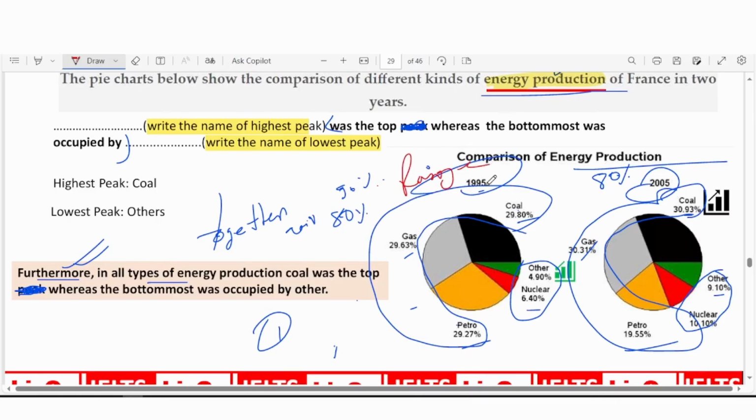If you look at only 1995, one thing I really notice is that all three, coal, gas and petrol, are nearly the same, 29, 29 and 29, very similar. So you can just add that sentence, right? In 1995 they're very similar. They're all around 20. That is one sentence you can write.